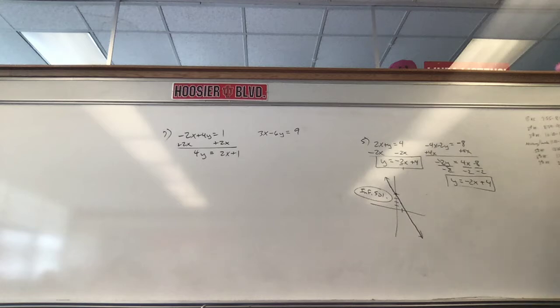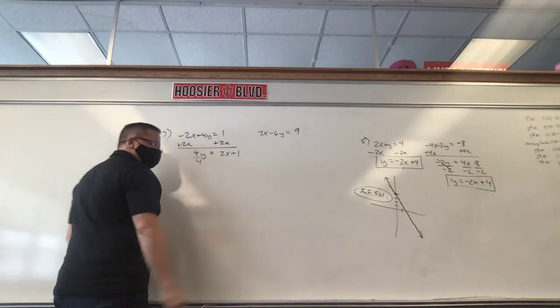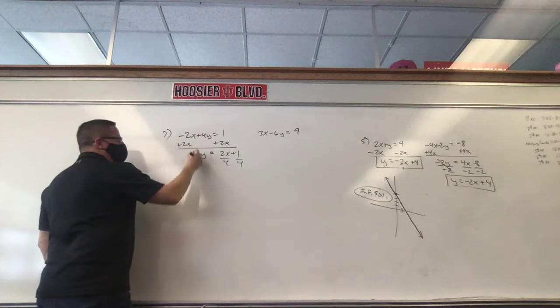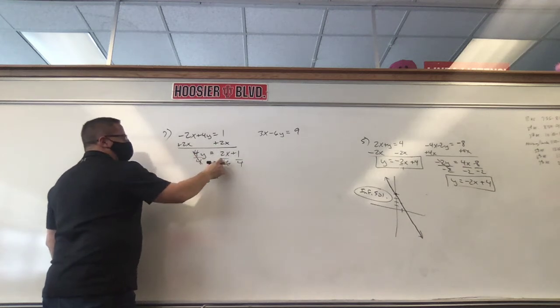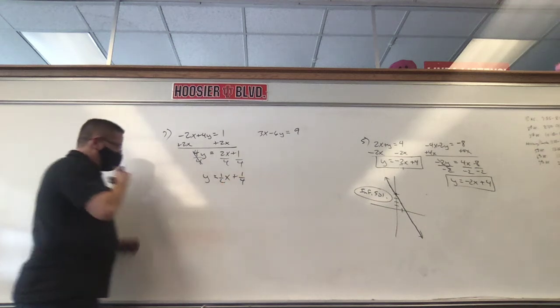Okay, so divide everything by 4. Divide by 4, divide by 4. So we do that, these cancel. 2/4 is the same as 1/2 x plus 1/4.